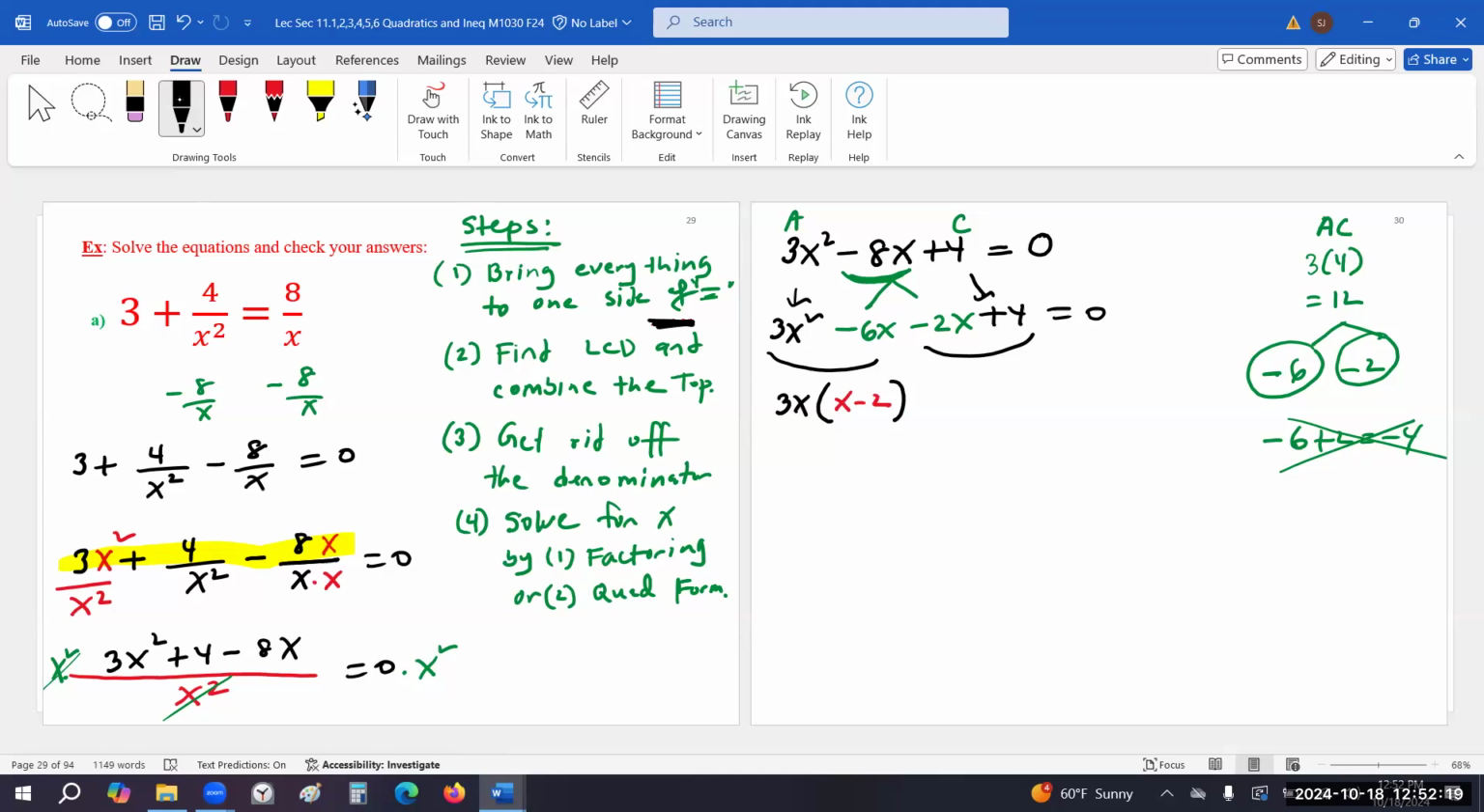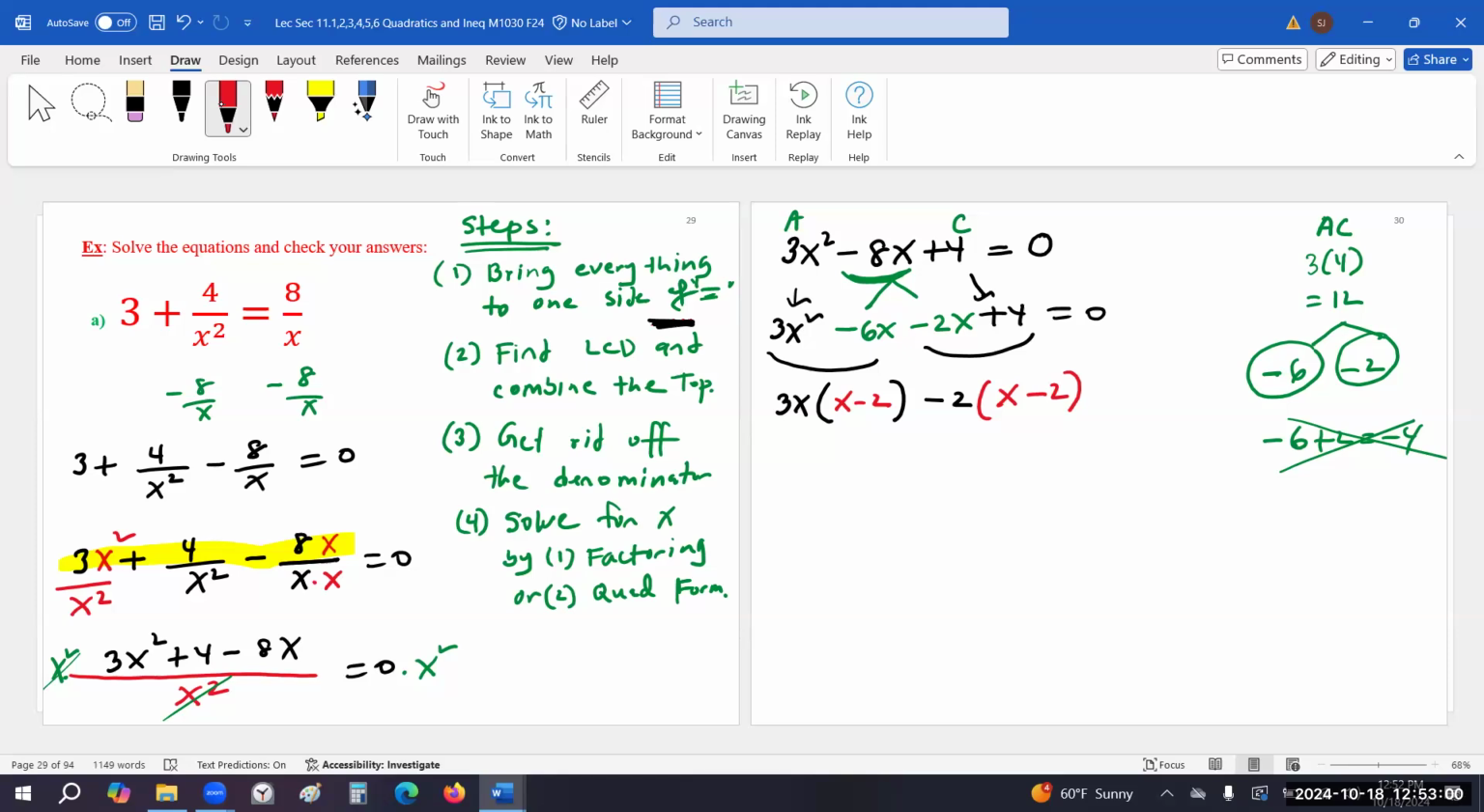Now look at the second group. What can you pull out? 2. But 2 has a negative sign in the front, so you must pull out a -2. Great. What remains? 3x minus 2. We had +4, but since we took out a -2, the +4 turns into a negative. -2 times -2 gives us positive 4. You get 3x.